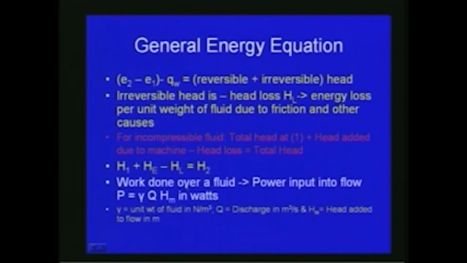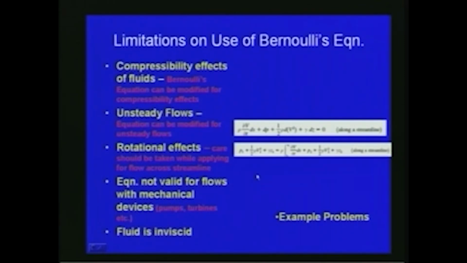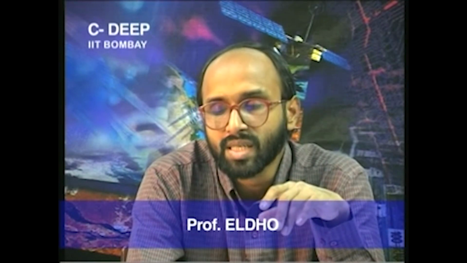and if you want to find the work done over a fluid, power input into fluid is equal to gamma Q Hm in watts, where gamma is the unit weight of fluid in Newton per meter cube, Q is discharge in meter cube per second, and Hm is the head added to flow in meter. So this is the general form of the energy equation which is used to solve many practical flow problems. We have now seen various applications of the Bernoulli's equation and the general energy equation, and later we will be discussing various limitations of the Bernoulli's equation, and then we will solve some example problems related to Bernoulli's equation.